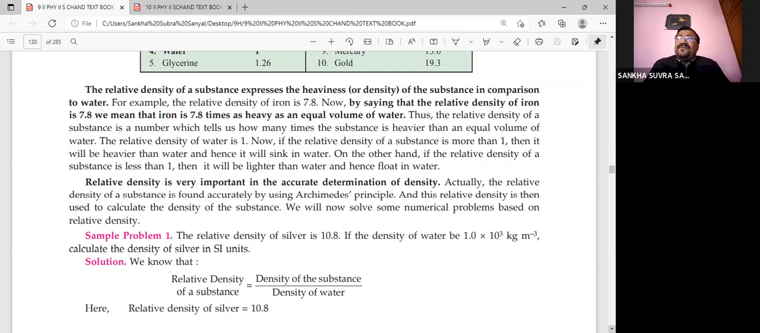Relative density is very important in the accurate determination of density. Actually, the relative density of a substance is found accurately by using Archimedes' principle, and this relative density is then used to calculate the density of the substance. Did you get that?